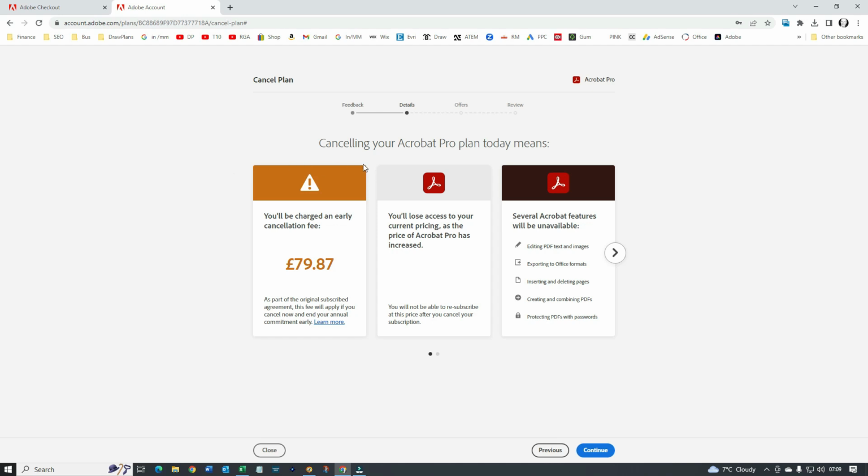I've got an early cancellation fee, $79.87. The reason for that is that I'm about midway through my 1-year subscription to Acrobat Pro, which I initially signed up for, and I took the month so that I had time to evaluate the product. But when I went to cancel the plan towards the end of the month, I was told I'd have to pay the next 11 months as an early cancellation fee. So that goes down each month as you keep the plan.